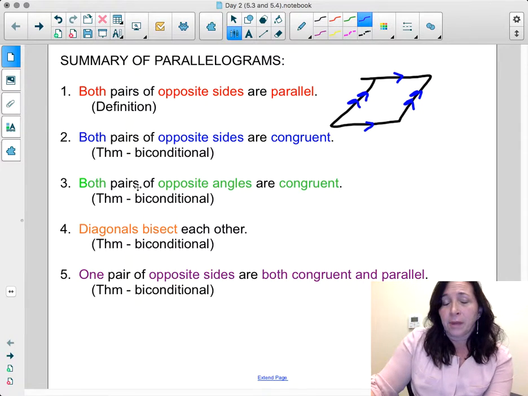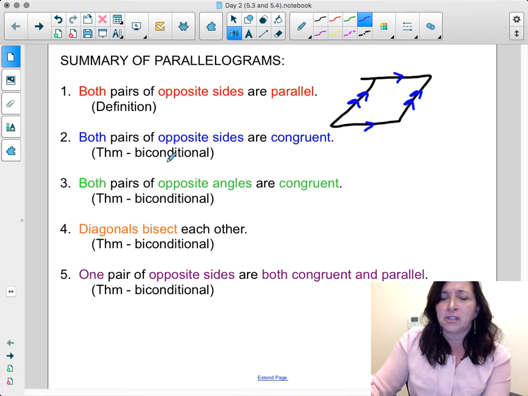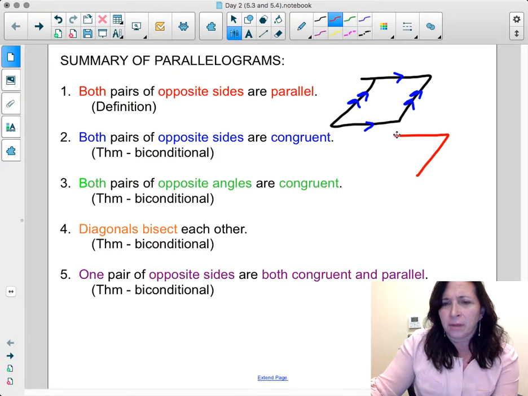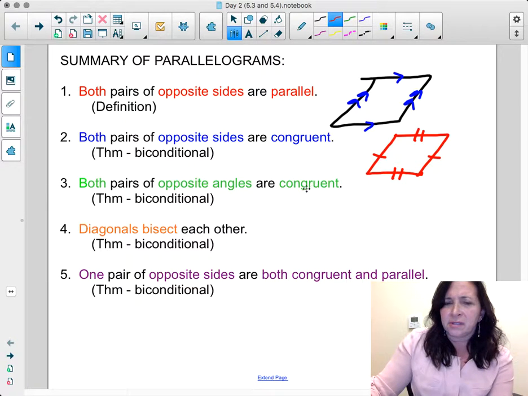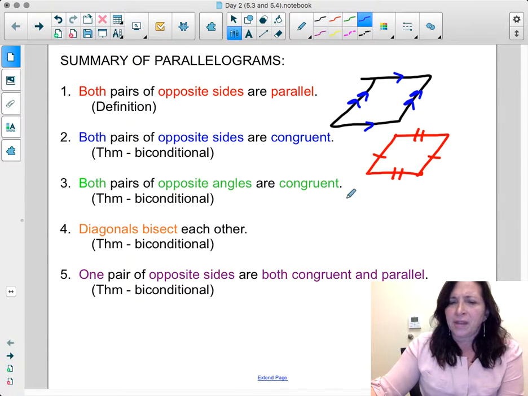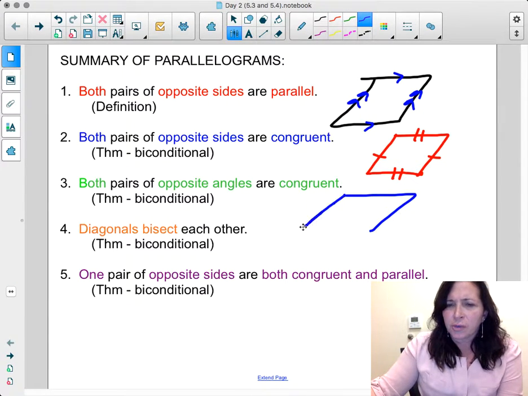Parallelogram theorem, which is biconditional, meaning if and only if: both pairs of opposite sides are congruent. So that means that if you had a parallelogram, this side here would be congruent to this side, and its opposite side would be congruent to its opposite side. Next, both pairs of opposite angles are congruent. So we have this angle being congruent to this angle here because they're opposite. We have this angle here being congruent to this angle here.